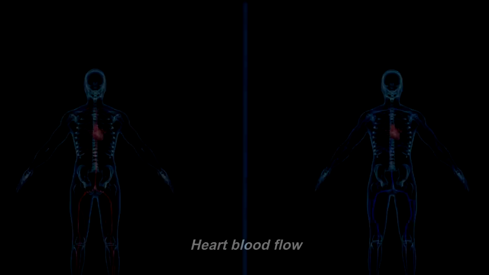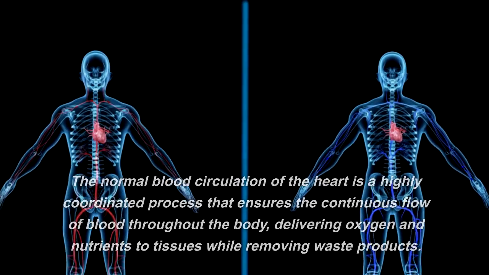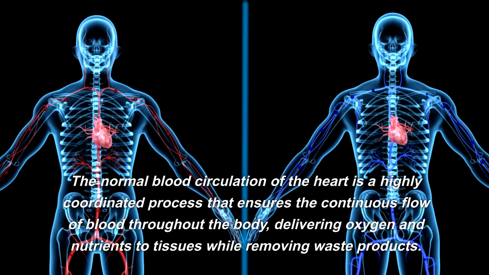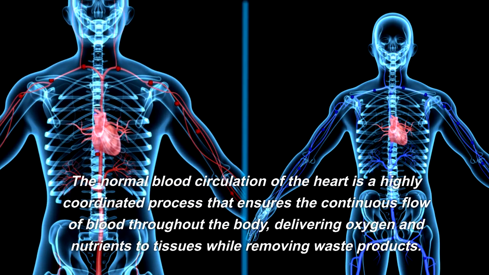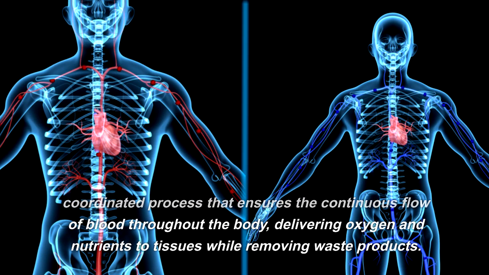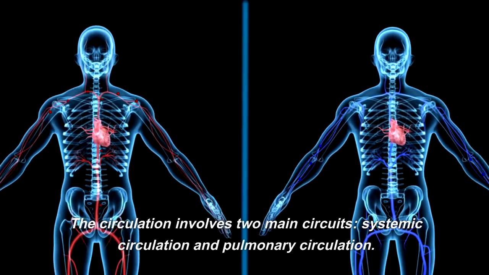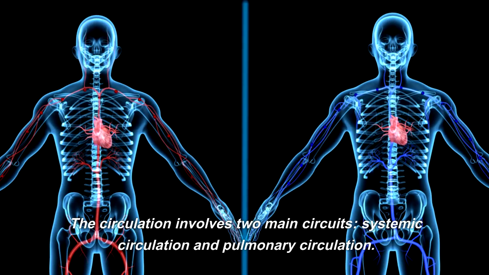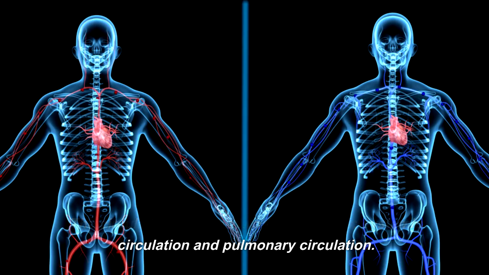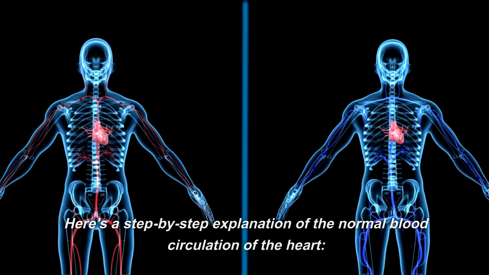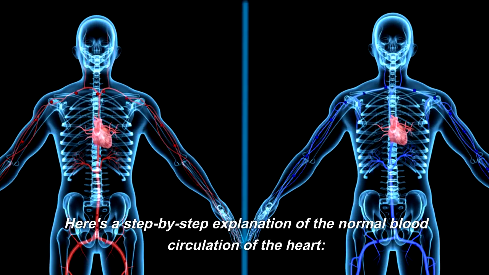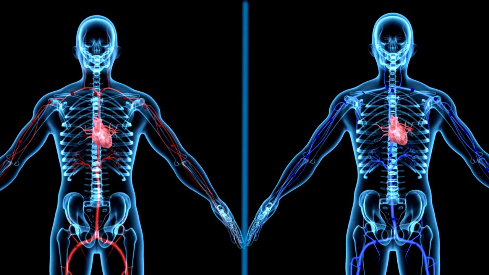7. Heart blood flow. The normal blood circulation of the heart is a highly coordinated process that ensures the continuous flow of blood throughout the body, delivering oxygen and nutrients to tissues while removing waste products. The circulation involves two main circuits: systemic circulation and pulmonary circulation. Here's a step-by-step explanation of the normal blood circulation of the heart.